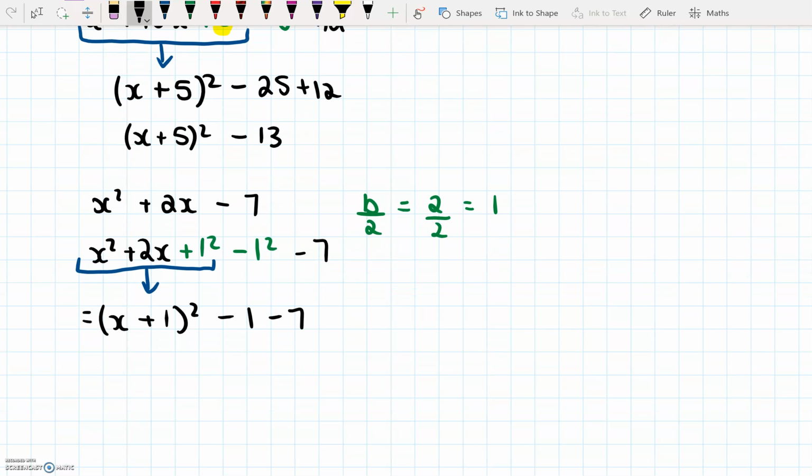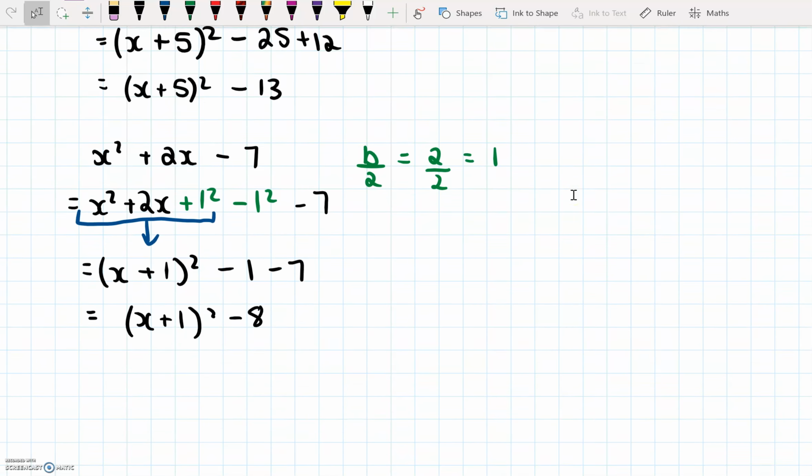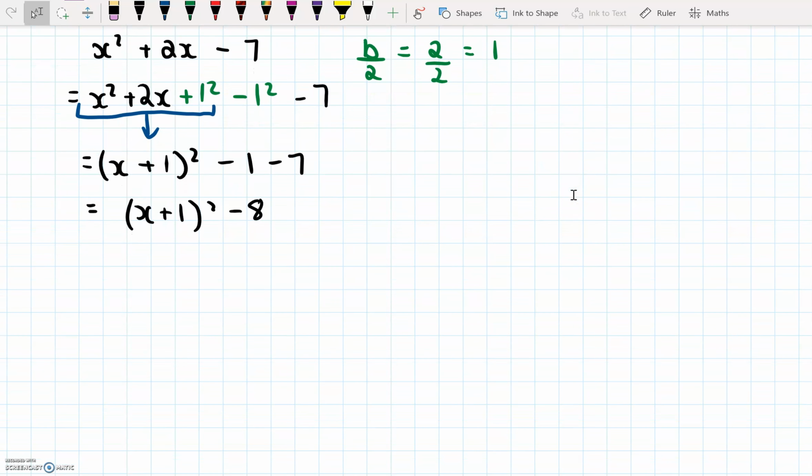So this turns into (x + 1)² − 1², which is 1, minus 7. And we should have equals on all of these. Which is equal to (x + 1)² − 8. And that is completing the square for this one. So this is now in a form that's much easier to work with, which we'll talk about in the next video.